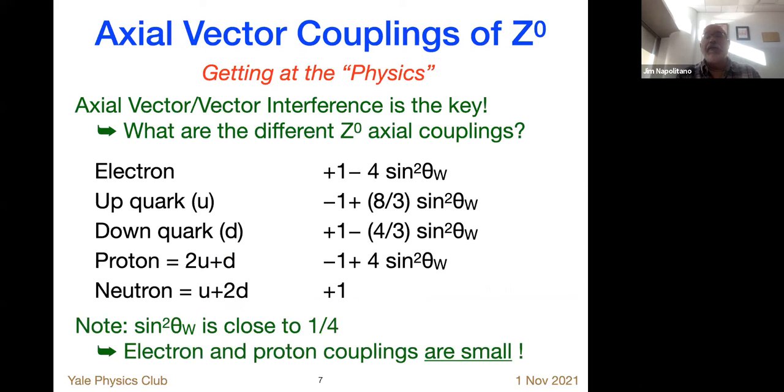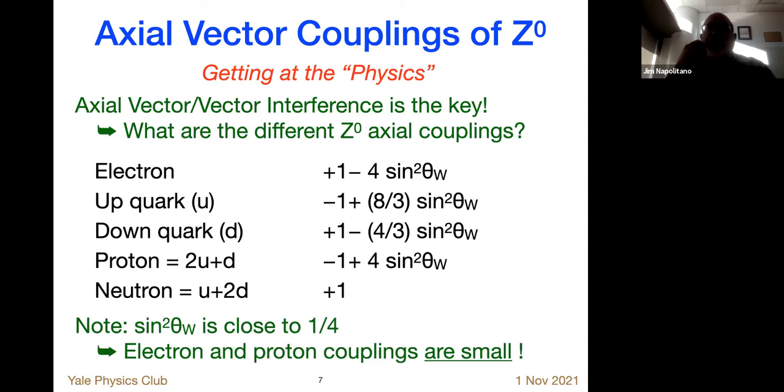Okay. Remember, the standard model tells you exactly what all of these different couplings are, and we can use this to do a lot of physics. It's the axial vector couplings of the Z0 that gives you the parity violation. So knowing what those different Z0 axial couplings are is key to figuring out what's going to go on. And you get these different combinations for the electron, up and down quarks, and the proton and neutron when you put things together. One thing that makes it possible to do a lot of this is that the weak mixing angle, sine squared of the weak mixing angle, is very close to a quarter. So you have a 1 minus 4 sine squared theta_W for both the electron and the proton. Those couplings are small. And that makes a lot of what we're talking about possible.